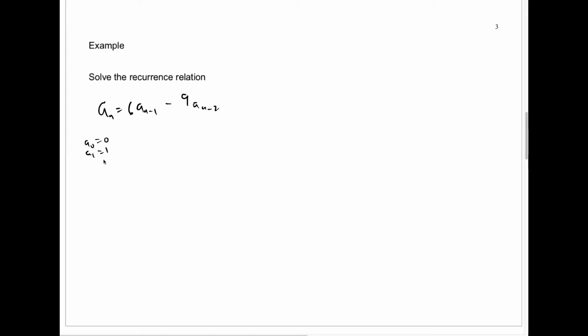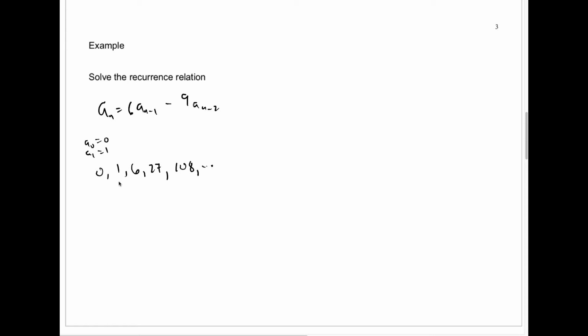Let's just see how our recurrence goes. We start with term 0, 1 for a naught and a1. Using this recurrence relation, the next term is 6 times 1 minus 9 times 0, so we have 6. The term after that is 6 times 6 minus 9 times 1, so we get 27. That's for a3. The next term is 6 times 27 minus 9 times 6. You can compute that easily yourself. 6 times 27 is 162 minus 9 times 6, which is 54, and we get 108. And it keeps going on and on and on like that.